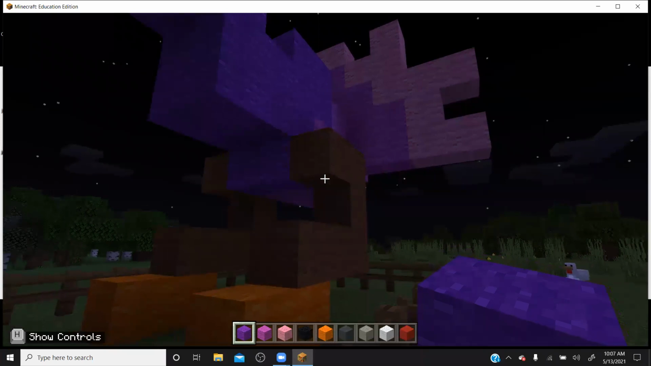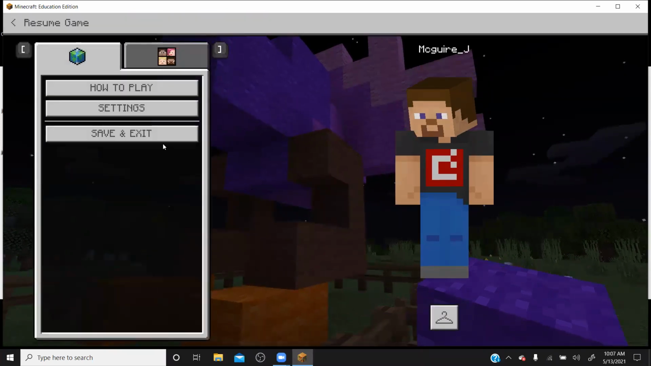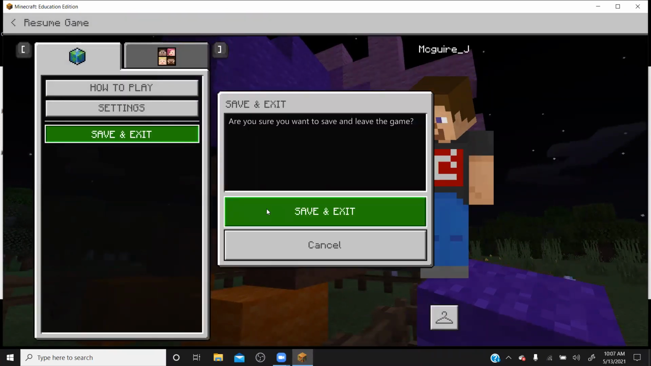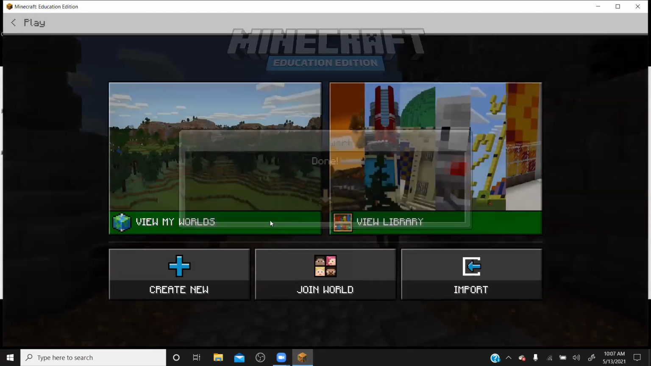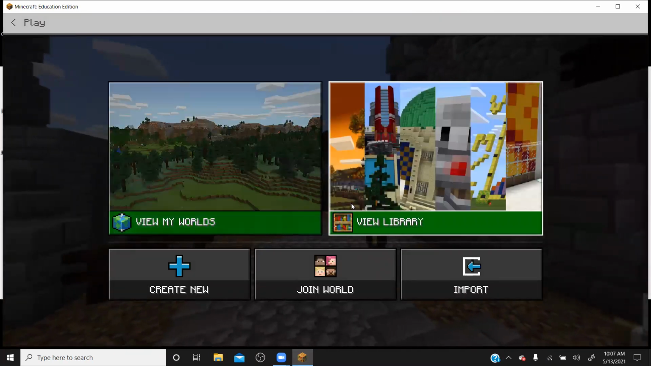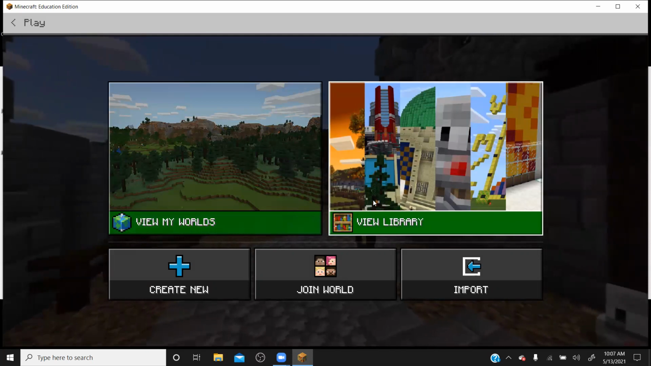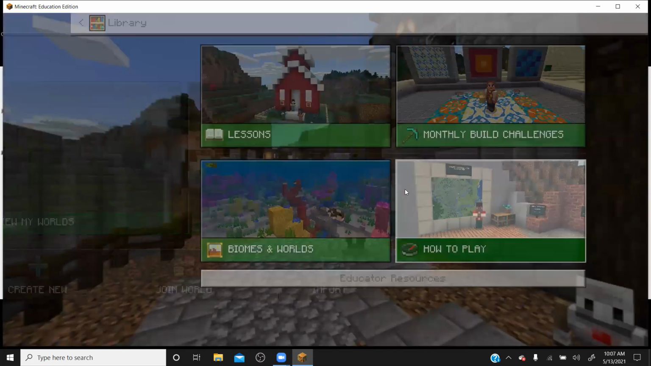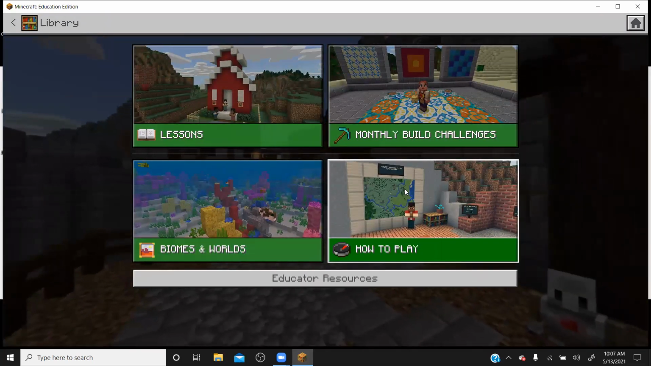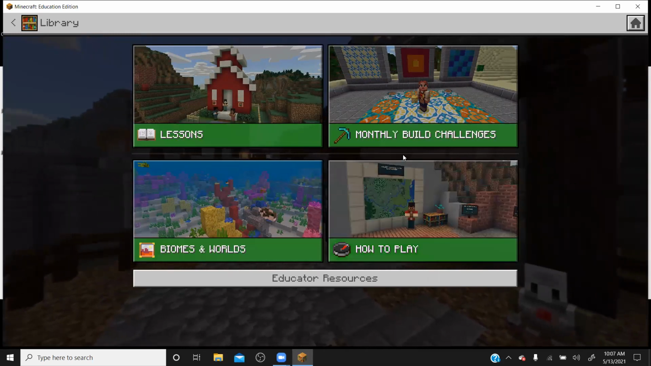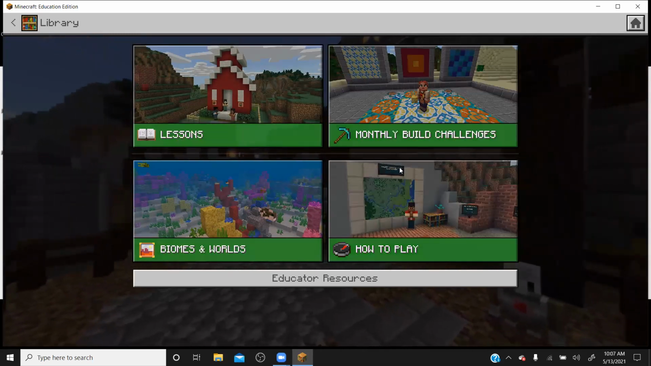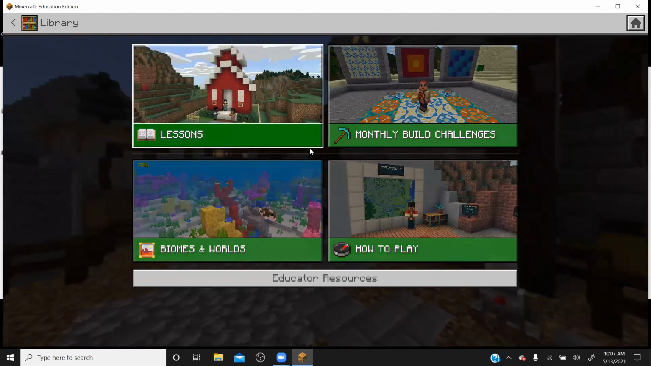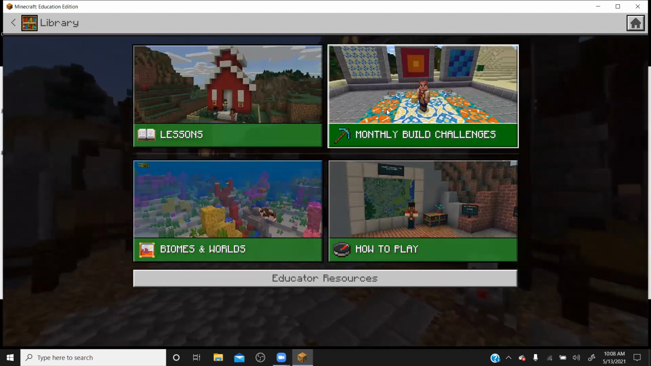And I show it to you because I want you to think about the animal that you will create at the end of today's lesson and at the end of today's field trip. And so the field trip we're going to go on today is in the library of lessons that you have access to. Once you click on that library, you'll see that there are four different selections here that you can use. There's the monthly build challenges.